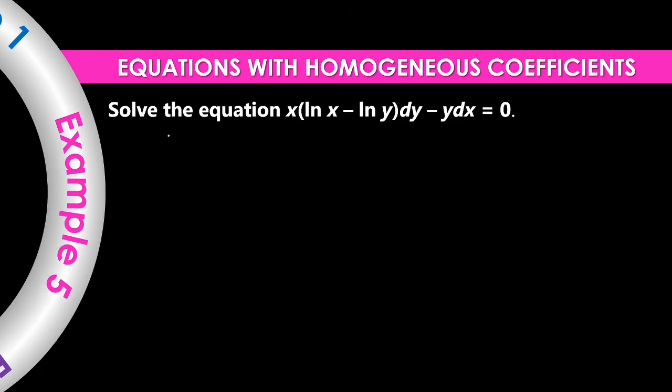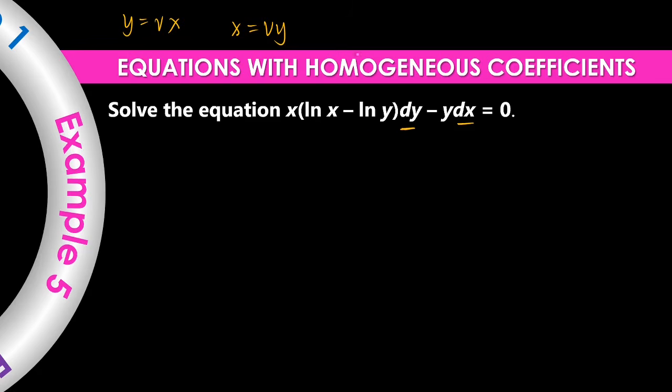And this time, instead of using y equals vx, we will be using x equals vy. Why? Because here, dy will be multiplied to this term, while here, dx will be multiplied to only y. So it would be simpler if we replace x instead of y. Okay? But before that, we can actually simplify this.